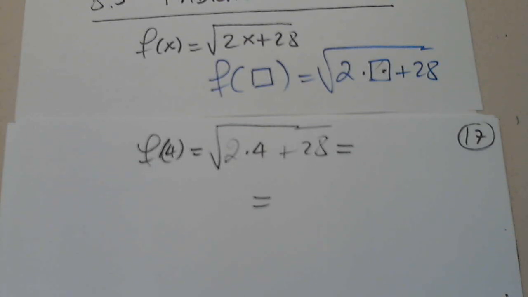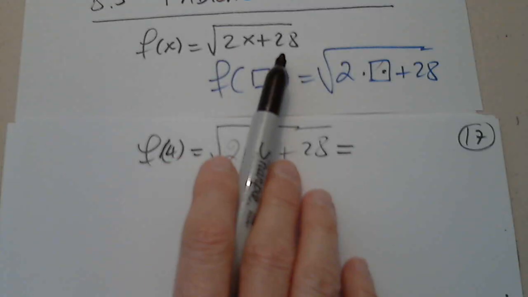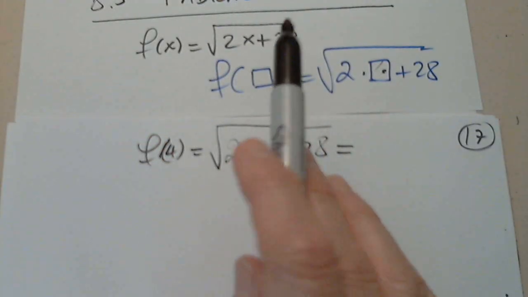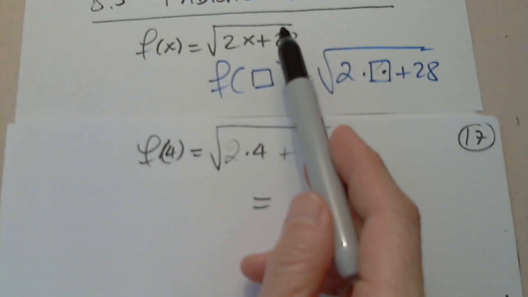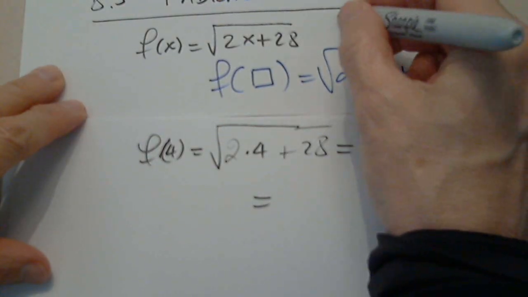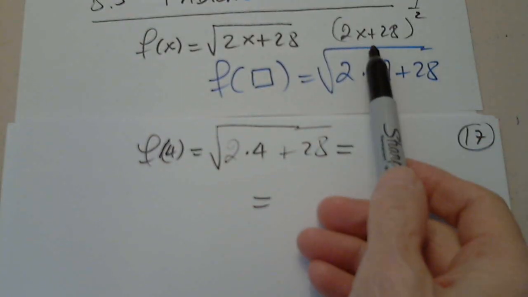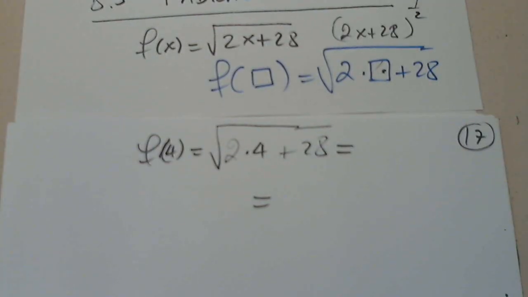Sum of terms. So when I'm given f of x equals the square root of 2x plus 28, I cannot simplify this in any way, shape, or form because I have no rule for a sum of terms under the radical. Because remember, this is basically 2x plus 28 raised to 1/2. I can't apply the 1/2. I have to perform the addition first and then the power. So that's the reason why I cannot simplify a sum or a difference.